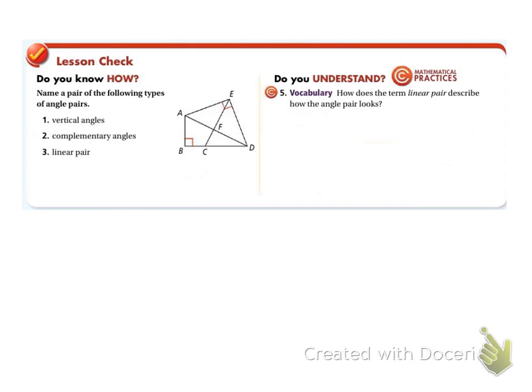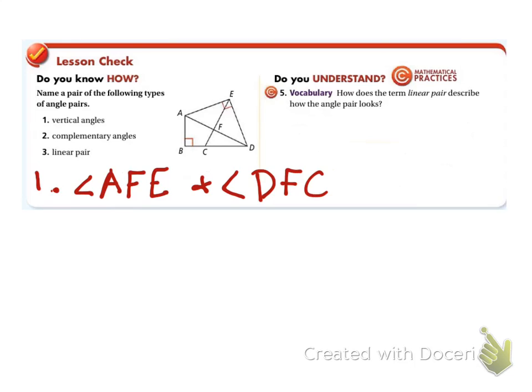And our lesson check. Name a pair of the following types of angle pairs. So number 1, vertical angles. Angle AFE and angle DFC are vertical angles.